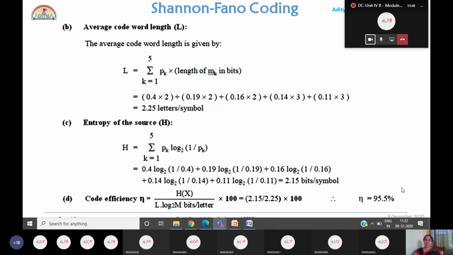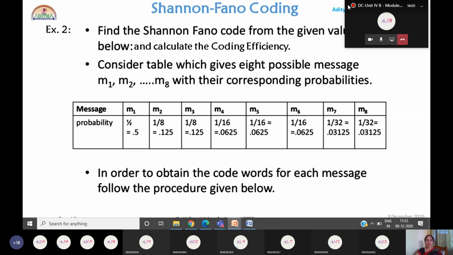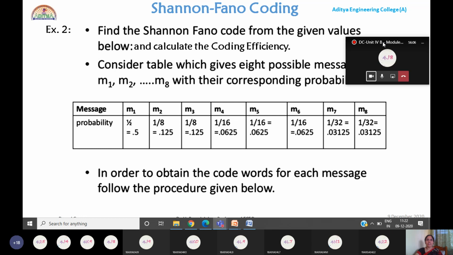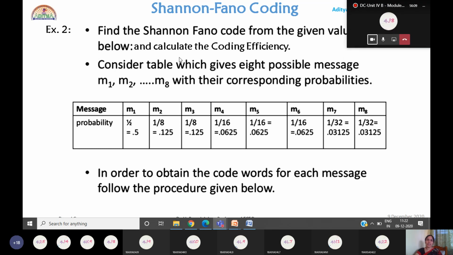Now it will be more clear if you check the second example. Please check the second example which I will show you. You can see the second example: find the Shannon Fano code from the given values below and calculate the coding efficiency. They will ask you to calculate the coding efficiency, but in order to calculate it, you should know the average code word length, the entropy, and the m value, log m base 2. So directly you can substitute the value of m.